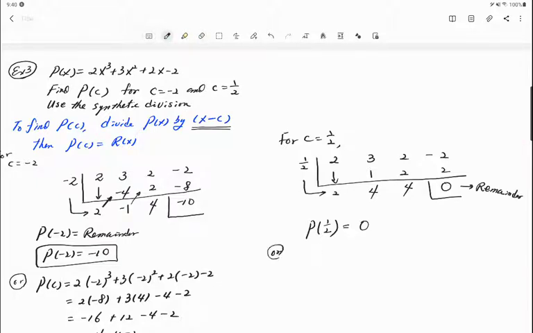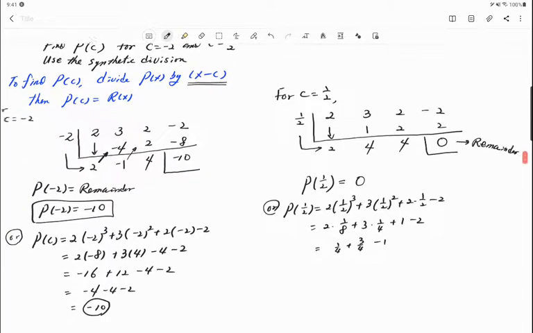Or you can try it like this, P of c. So c is 1/2, right? If we plug in 1/2, then what? 2 times 1/2 cubed plus 3 times 1/2 squared plus 2 times 1/2 minus 2. This takes time. 1/8 plus 3 times 1/4 plus 1 minus 2. Then this is 1/4 plus 3/4. And then add this to is negative 1.